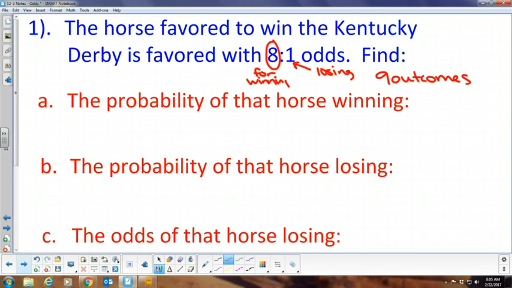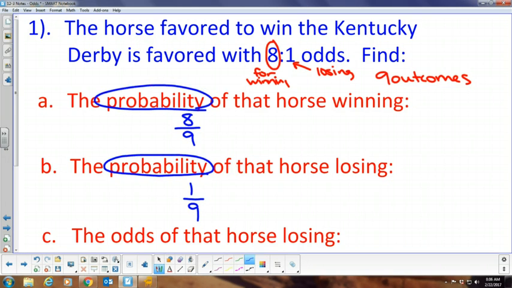So if we're going to move to probability, guess what our denominator is? 9. If we're going to stay in odds, 9 is not involved at all. Okay, that's the difference. So it says find the probability that the horse is winning. Well, how many chances does he have for winning? 8 out of 9. So it's 8/9. So 9 is going to be your denominator if you're doing probability. Then, knowing that, what's the probability the horse would lose? 1/9. And the key word here is probability. That means you're going to put your total number of outcomes in the denominator.